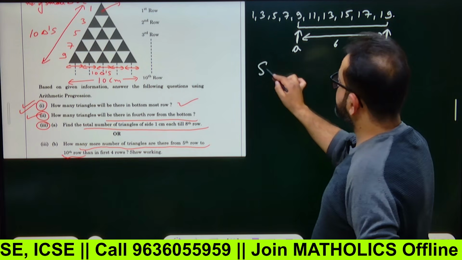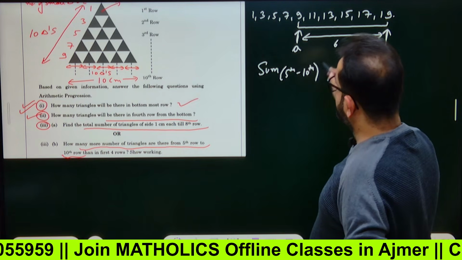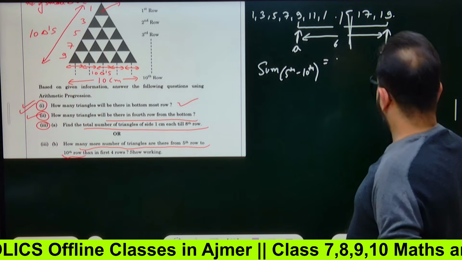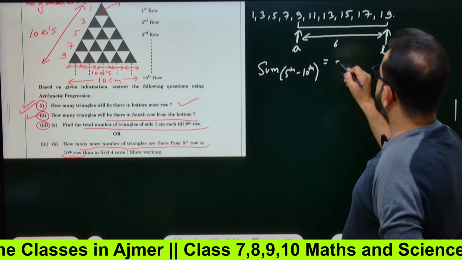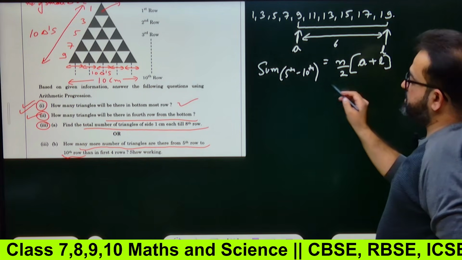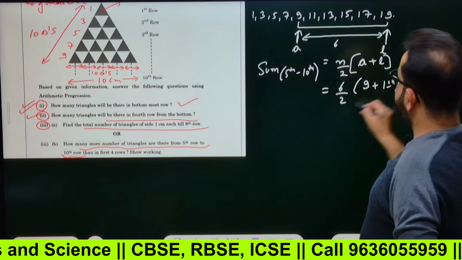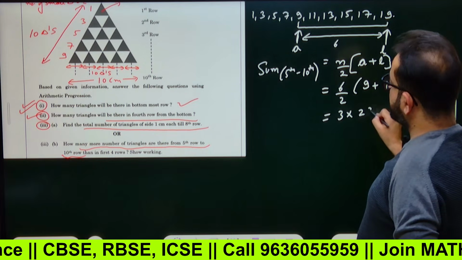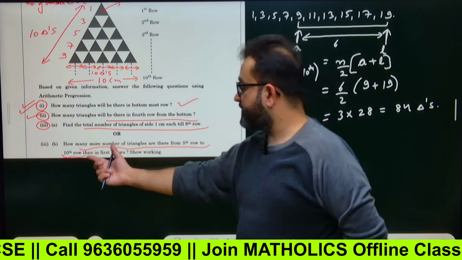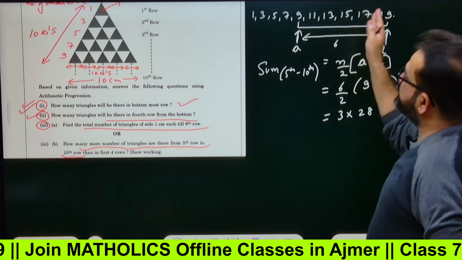So the sum from 5th to 10th row, the formula will be n by 2 into, instead of 2a plus n minus 1 into d, we'll use a plus l, because in this case we know the last term. Number of terms is 6, so 6 by 2. First term will be 9, last term will be 19. This way, you have to do it smarter. So 3 into 19 plus 9, 28, it is 84 triangles. So we have got the number of triangles from 5th to 10th row, the sum.